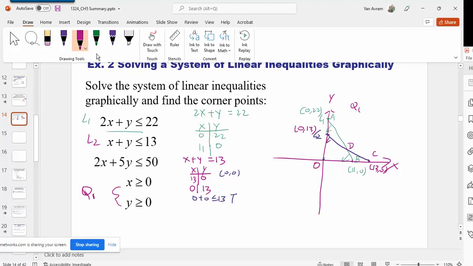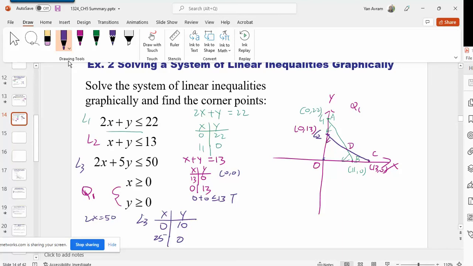All right, we're going to graph the L3 in here. So same thing, how do I graph L3? We set up the x and y, right? If I have x equal to 0, this term will be gone. I have 5y equal to 50, so y will be 10. And if I have y equal to 0, this will be gone. So we're going to have 2x equal to 50, so x will be 25, okay?